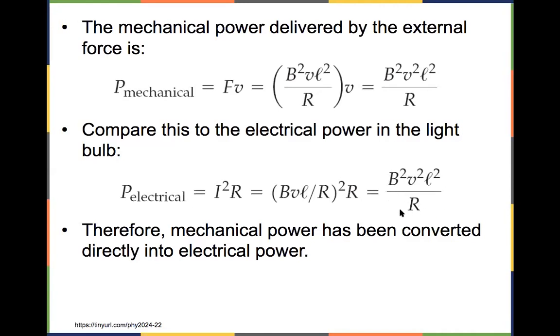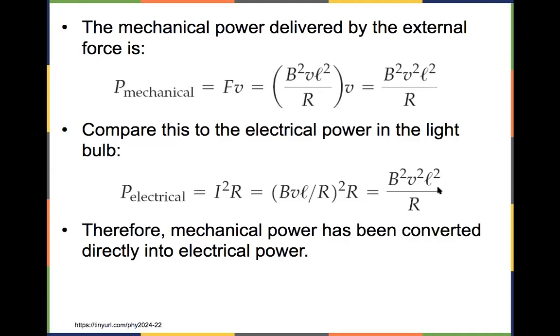So you can see the electrical power consumed by the circuit is also equal to B squared, V squared, L squared divided by R. Looking at these two expressions, it's obvious that the mechanical power you exert on the rod by pulling it towards the right becomes the electrical power consumed by the circuit, because these two are equal to each other. So you can relate the mechanical energy to the electrical energy here. You are inputting mechanical energy, and it turns out as output of electrical energy.